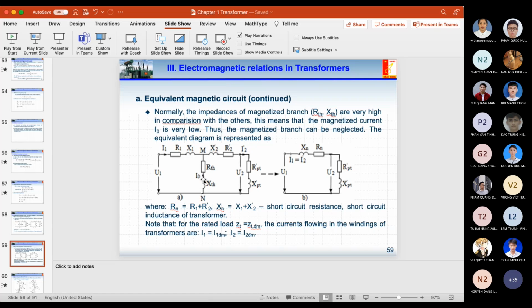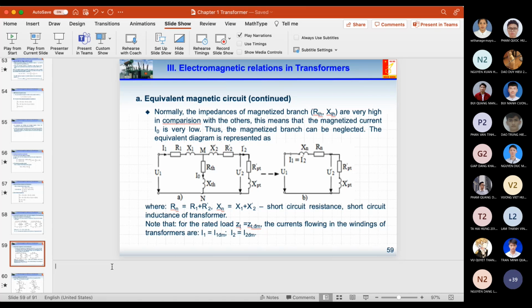In the same case, if we are considering the electric motor, the I0 is very, very big, but for the transformer, I0 is very low. Normally, the I0 of the transformer is equal to 2 to 5% of the rated current.